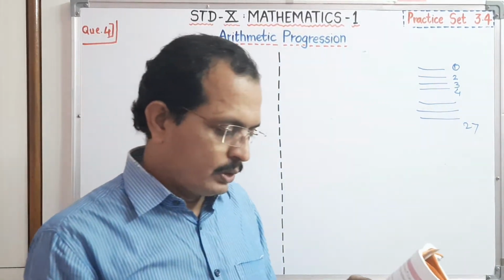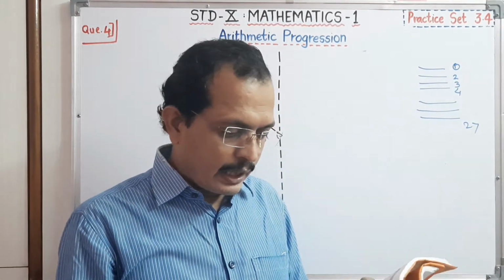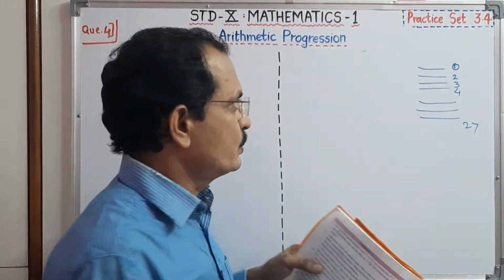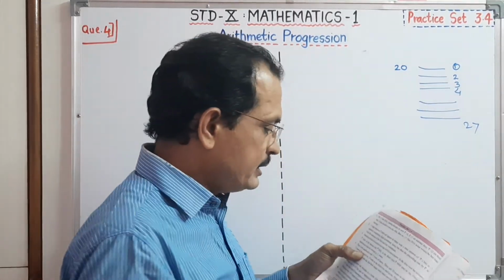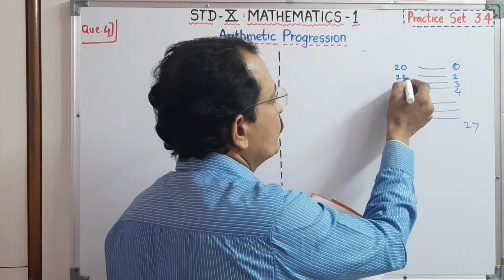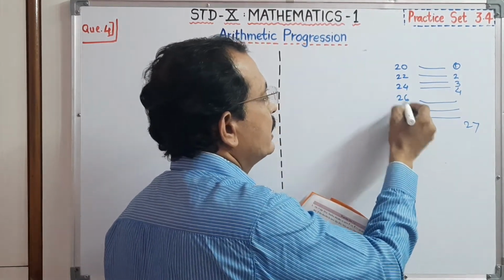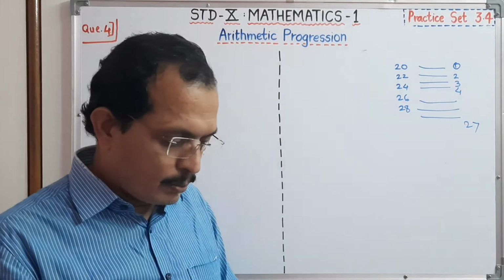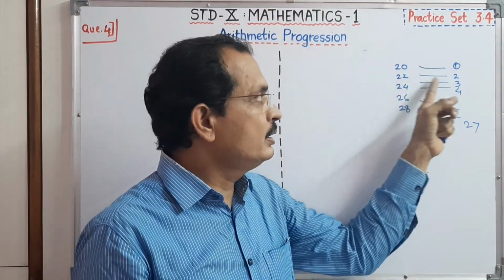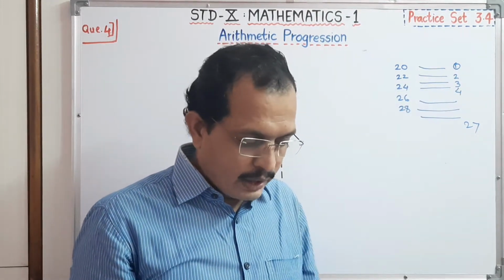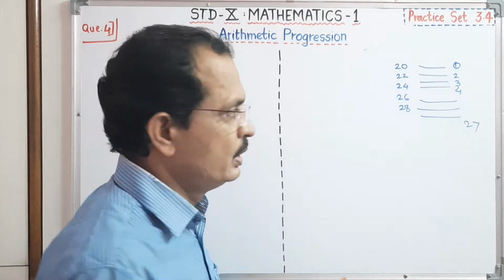In each row there are some chairs. There are 20 seats in the first row, 22 in the second row, 24, 26, 28 in the third row and so on. Like this the number of seats are in the rows. Find the number of seats in the 15th row.